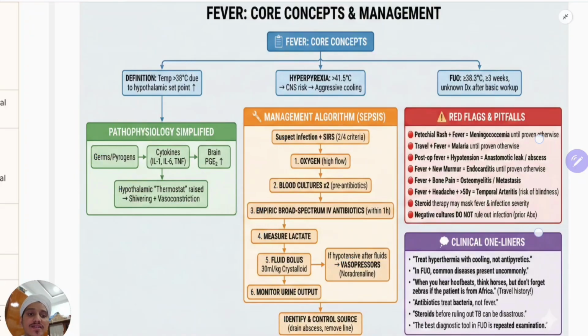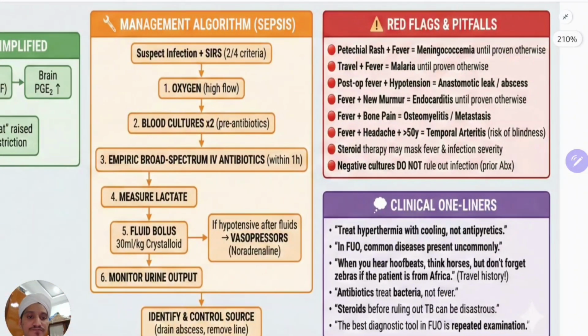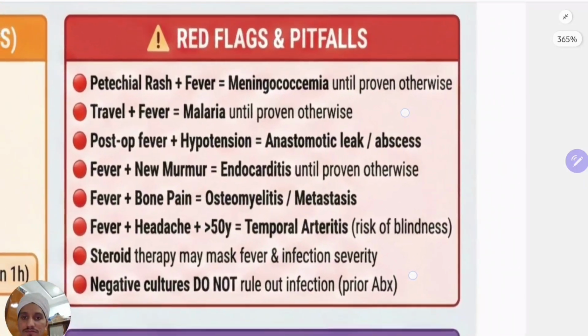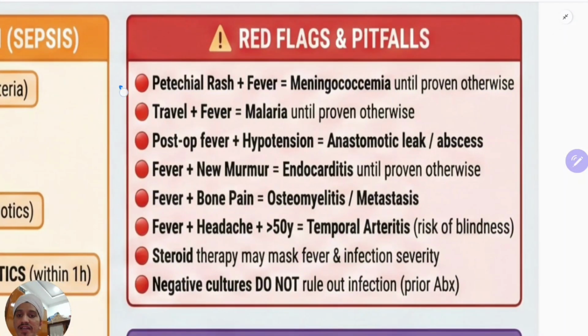Now, what are the red flags and pitfalls in summary? So the red flags: petechial rash with fever, meningococcemia until proven otherwise; travel plus fever, malaria until proven otherwise; post-operative fever with hypotension, anastomotic leak or abscess; fever with new murmur, endocarditis until proven otherwise; fever with bone pain, osteomyelitis or metastasis until proven otherwise; fever with headache over 50 years of age, temporal arteritis, risk of blindness.